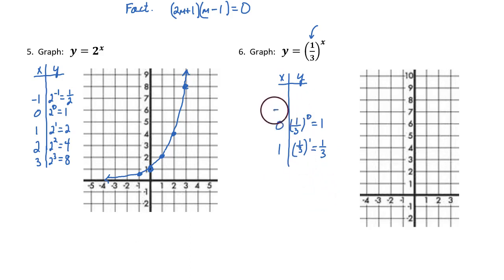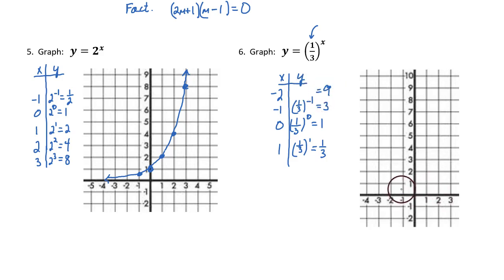Let's use a -1 for x. 1/3 to the -1 makes 3. And if we used -2 for x, we would have 1/3 to the -2, which makes a 9.